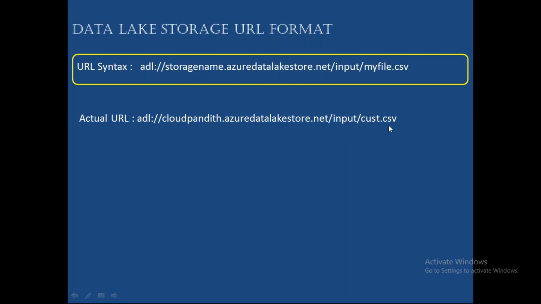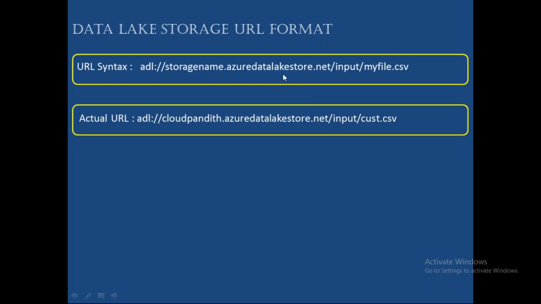Now you need to understand the container is cloudpandit. Inside that I am going to create an input folder. Inside the input folder I will have cust.csv, meaning cust.csv is available at the third level. First cloudpandit, inside it input, inside input cust.csv. This is how we need to form it. But for this URL you need not worry. If you right click on cust.csv and go to properties, you will get this URL. You can directly take it. You need not form it like with blob storage.